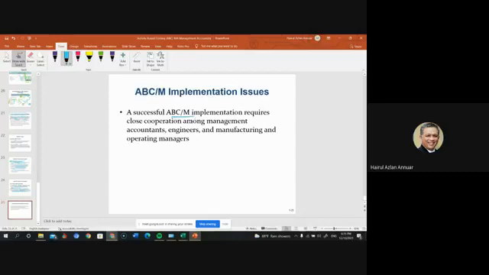And finally, ABC and ABM must require close cooperation among management, accountants, engineers, and manufacturing operating managers. So they must work in a team. That's why big companies can do this, because they have large teams. They have accountants, engineers, operating managers, manufacturing managers. They must come together, discuss, have a meeting, and also go down to the factory, do the activity analysis, interview people, make observations. So a lot of things have to be done. One person cannot do this. It has to be in a team.